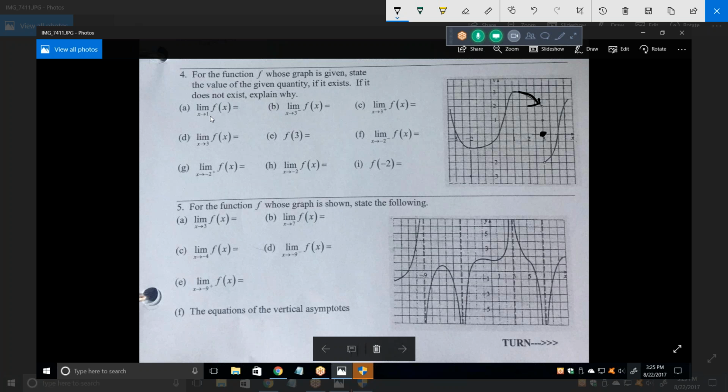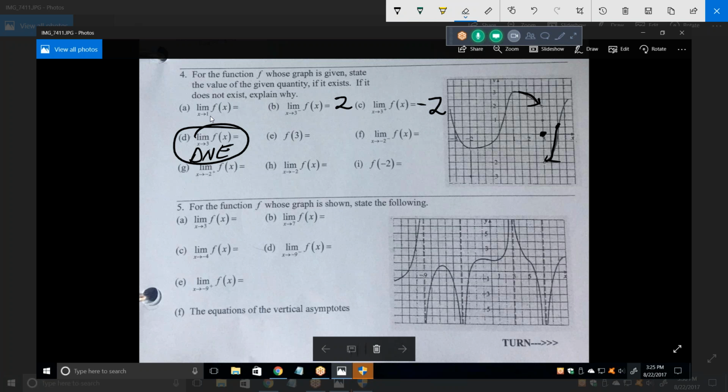So what number are we approaching? 2. Now approach it from the right. What number are we approaching? Negative 2. All right. So what's this answer? It does not exist. Good. That's the easiest answer there is, as long as these two numbers are different. In other words, that could be 2 and that could be 2.00001 and it would not exist. They just have to be the same. That's it.